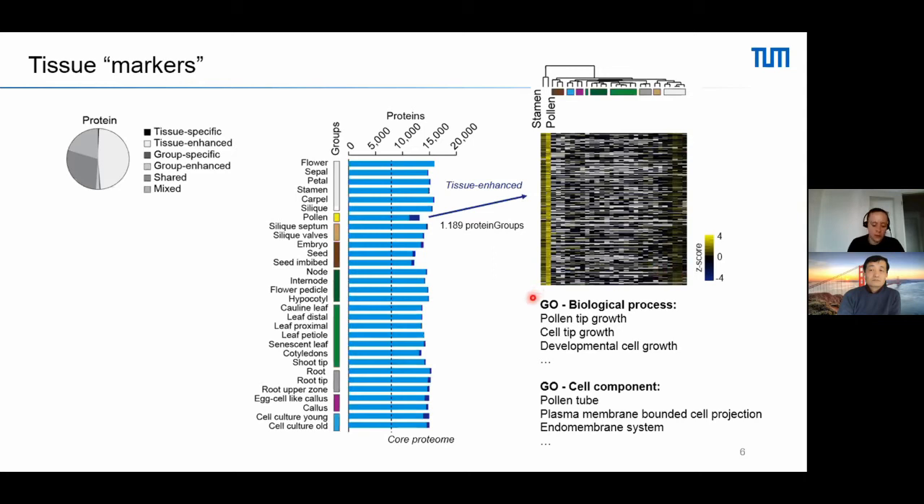Now, when we do gene ontology enrichment of these proteins, we actually end up with the terms pollen tip growth, cell tip growth, developmental cell growth, and for cellular compartment, we get an assignment for pollen tube or the endomembrane system. So this fits very well to the results that we have, that these are pollen proteins, and this nicely confirms our analysis.